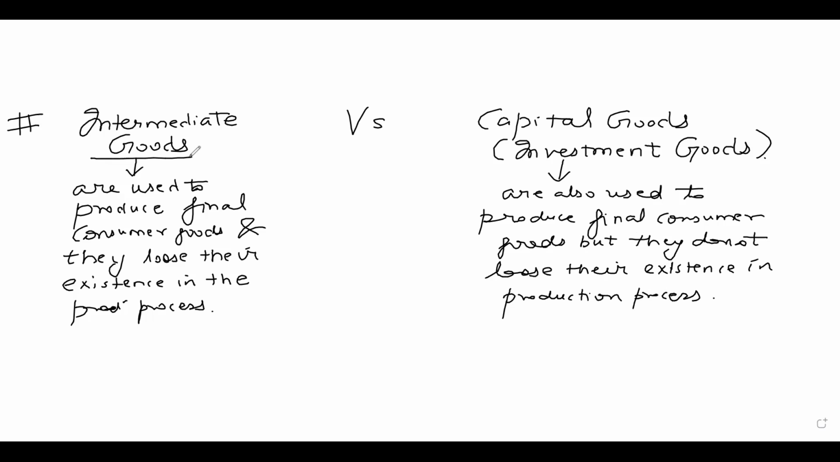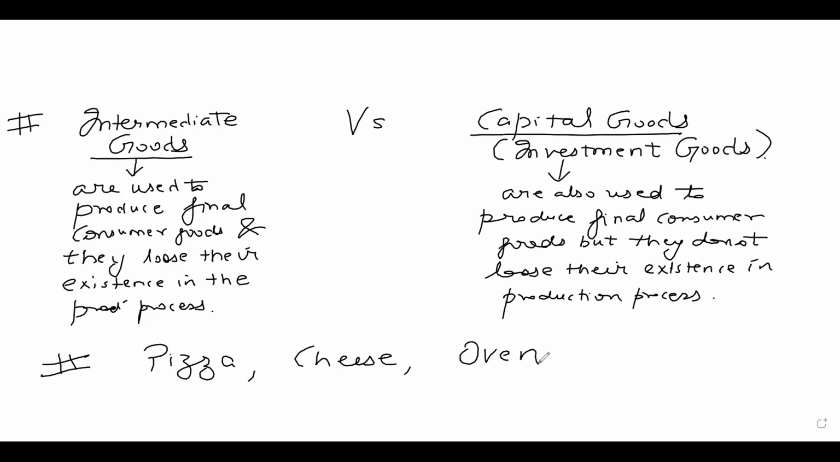The example I can take, which makes everything clear, we talk about three commodities: pizza, cheese, and oven. Pizza is a final consumer good. Cheese is also used to make pizza. Oven is also used to make pizza. But cheese will lose its existence to become the final product. So cheese is an intermediate good.